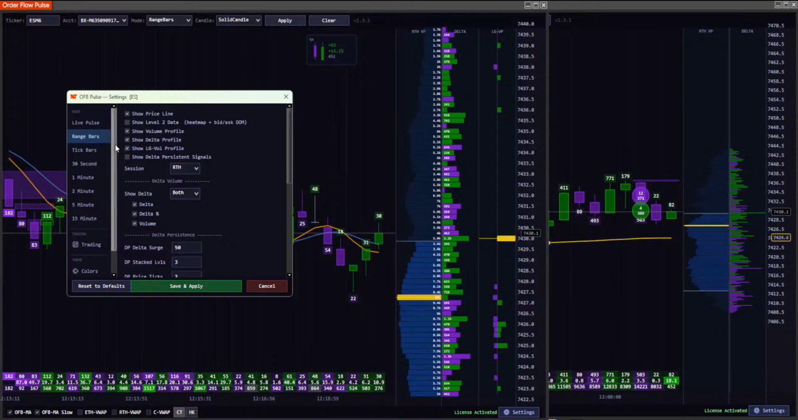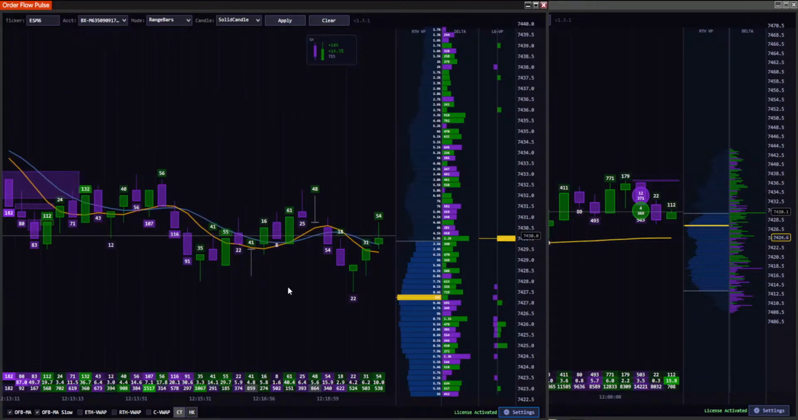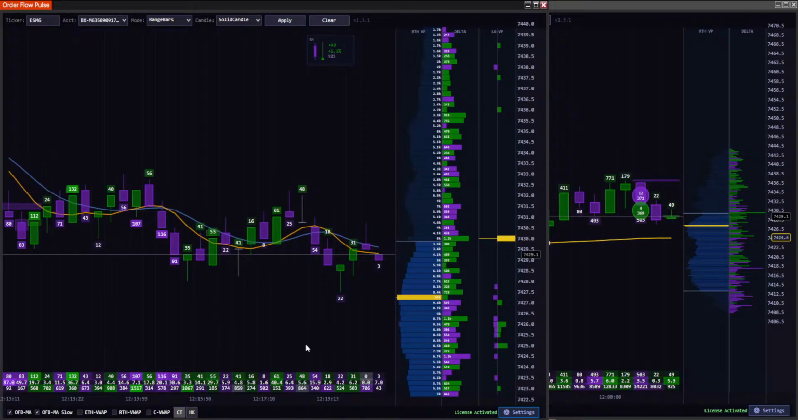I know a lot of people, this large volume profile, I don't think there's another platform that has a histogram, a profile over to the right that shows you the large single order contracts aggregated. So the delta persistent signals, I'm not even showing that. I haven't even coded that on my own personal platform yet.